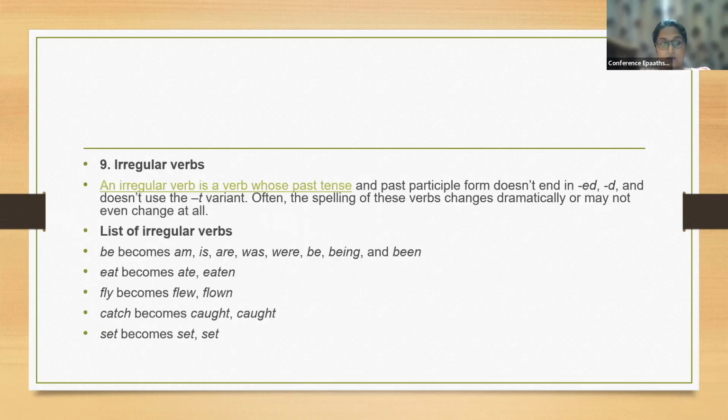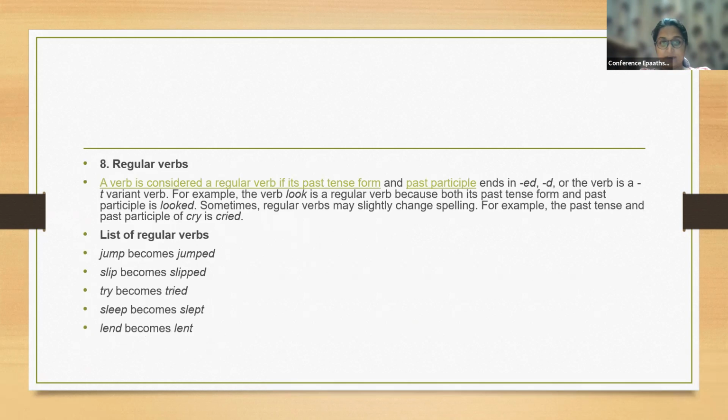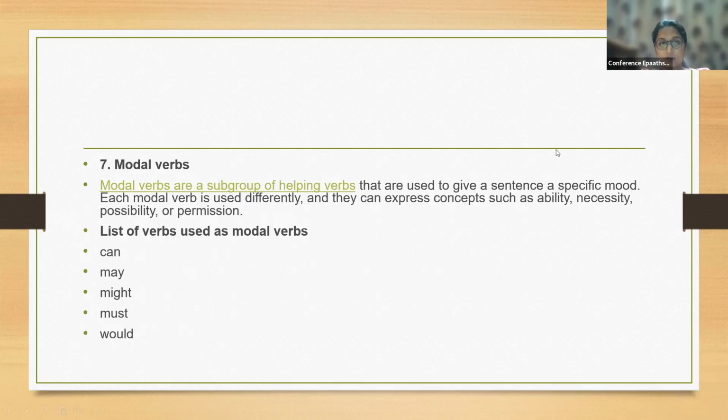Okay. So we are left with phrasal verbs, irregular verbs, and regular verbs. I will not discuss this today. Please revise transitive verbs and intransitive verbs properly. Remember, transitive verbs have an object, and intransitive verbs do not have any object.